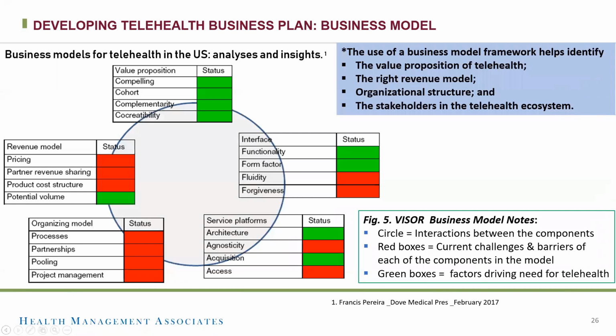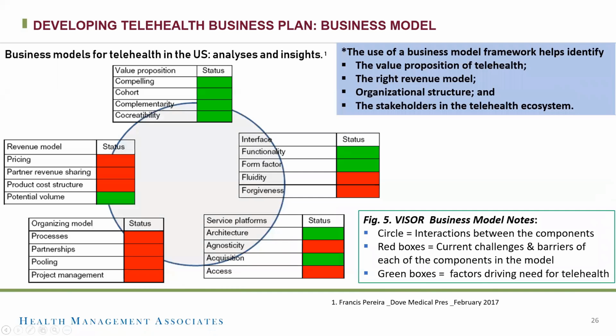Red boxes indicate challenges and barriers in each of the components in the model, according to the paper. And some of those include partnerships, project management. I won't read them to you. Note that what the red boxes are in your organization might differ from this author's assessment of the United States as a whole. So you can, again, do the exercise of figuring out which boxes are red for you.